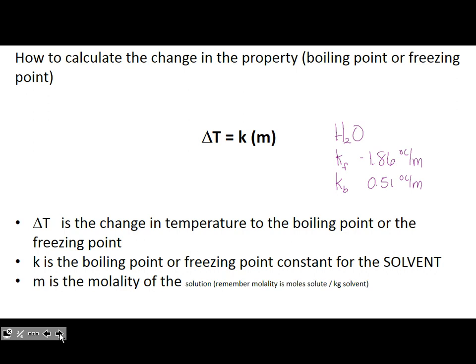And then M stands for molality. Remember that you learned when we talked about solution concentrations that a molal concentration is moles of solute divided by kilograms of solvent. So to get the change in temperature, we multiply a constant that we look up times the molality. And of course, if we're not given the molality, we're going to have to calculate that.